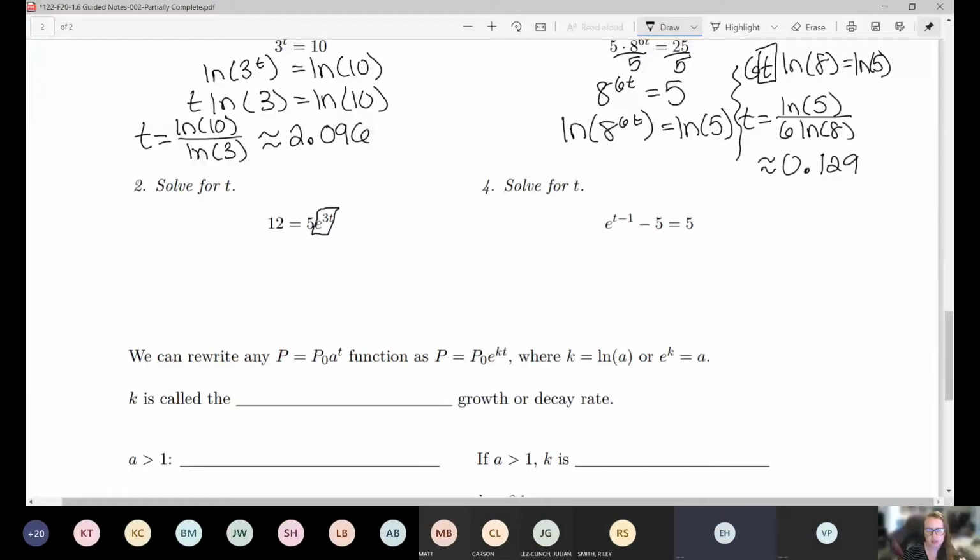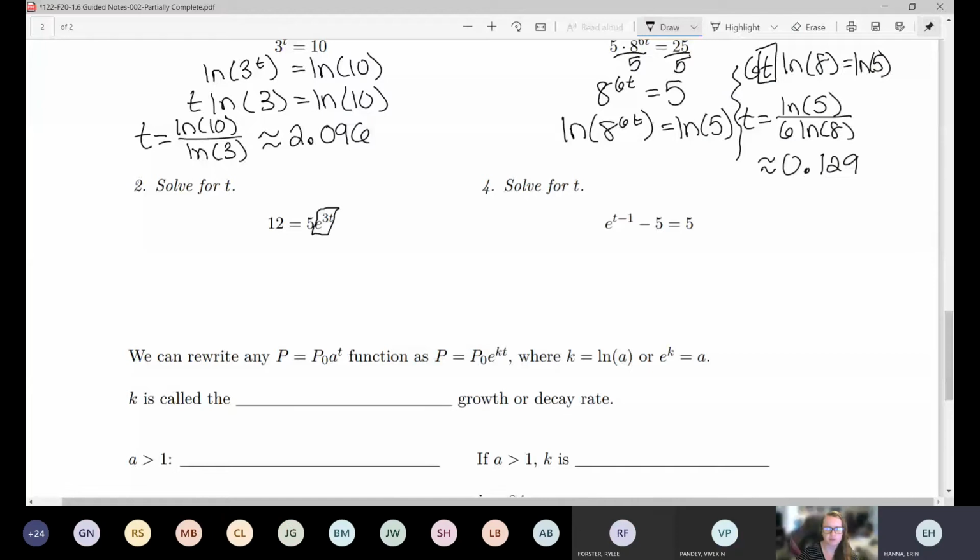And there we go. All right, so we've got to isolate this exponential term. So we have to divide both sides by 5 first. We have to get that e to the 3t by itself. So we've got to divide both sides by 5. 12 divided by 5 will result in 2.4 equals e to the 3t.